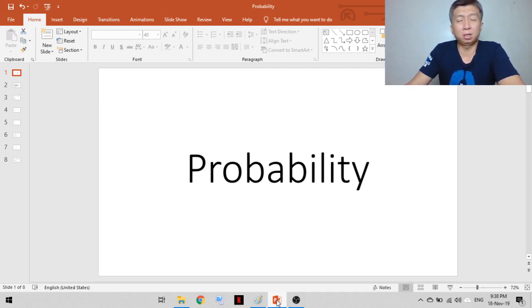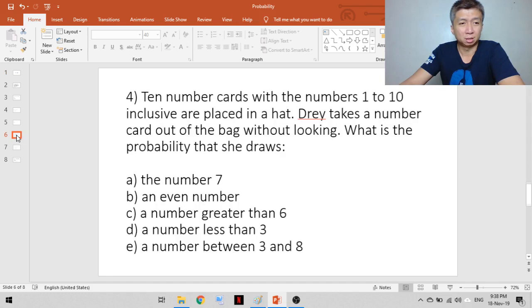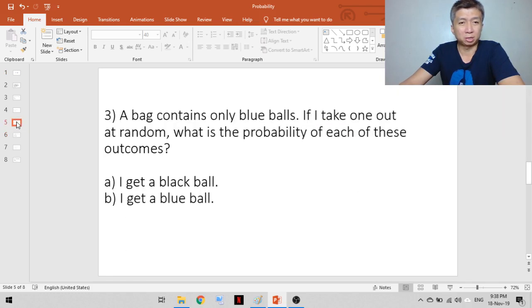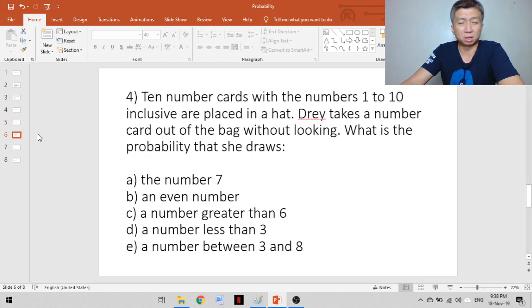At sa araw na ito, ating pag-aaralan muli or follow-up lesson ng probability. Kahapon, napag-aralan natin yung basic ng probability at ngayon susundan lang natin ng mga ilang pang example ng probability word problem. So, simulan na natin. Kahapon, natapos tayo sa number 3. Ngayon, punta naman tayo dito sa number 4.